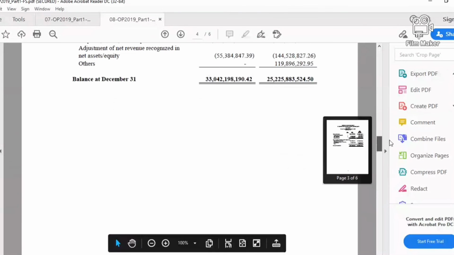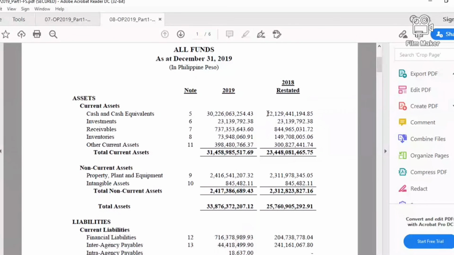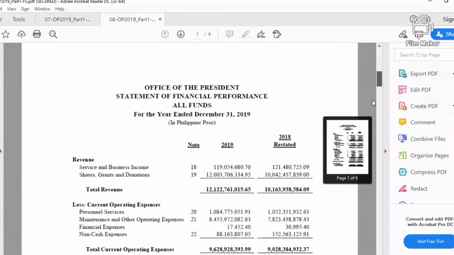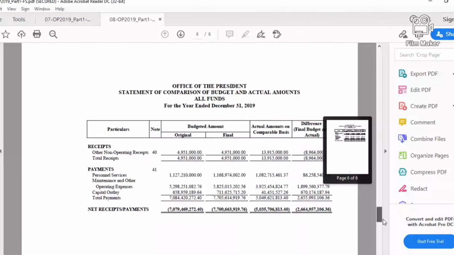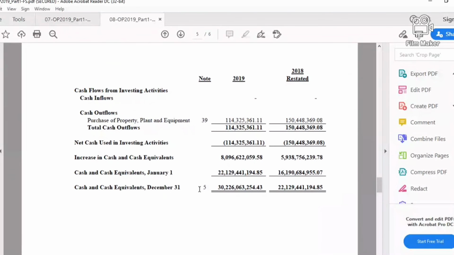So, i-cross-refer natin siya sa statement of financial position. So, ayun. Beginning niya, 22 billion 129. Ending niya, 30 billion 226. So, tama naman. So, ganun yung relationship ng mga statement natin or ng component ng FS.